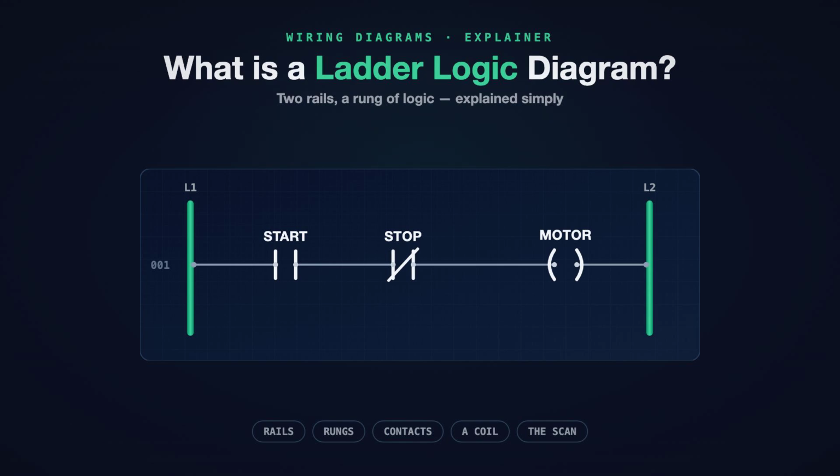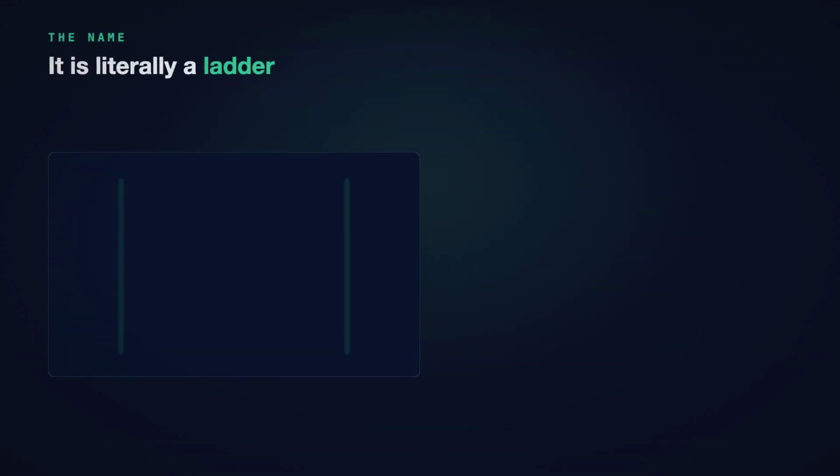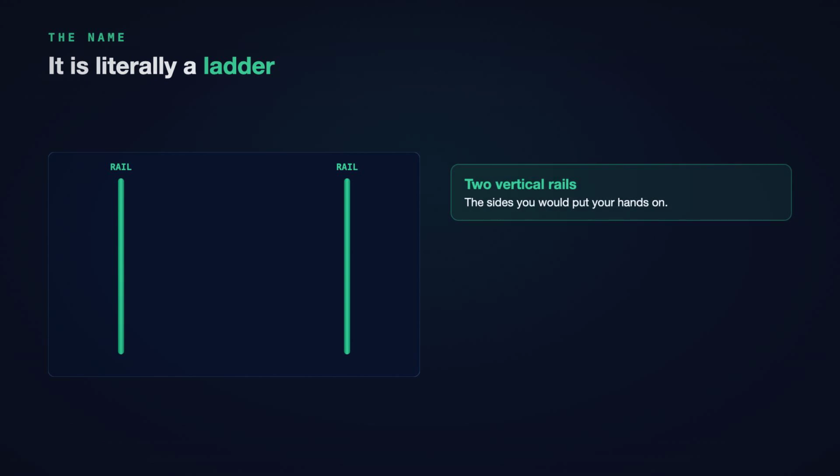Look at it, and the name gives itself away. Two tall vertical lines down the sides. Short horizontal lines crossing between them. It is a ladder, rails on the outside, rungs in the middle. That shape is not decoration. It is the whole idea.